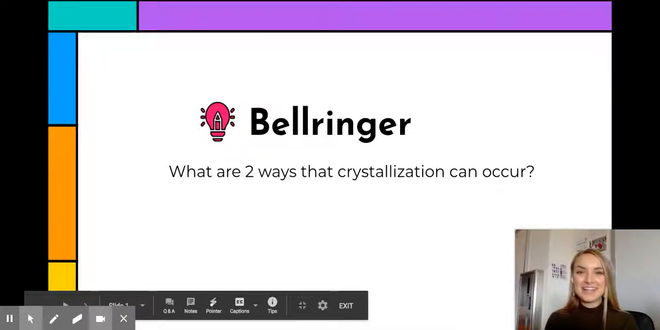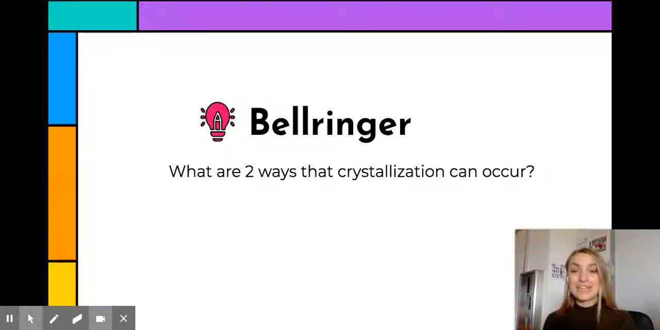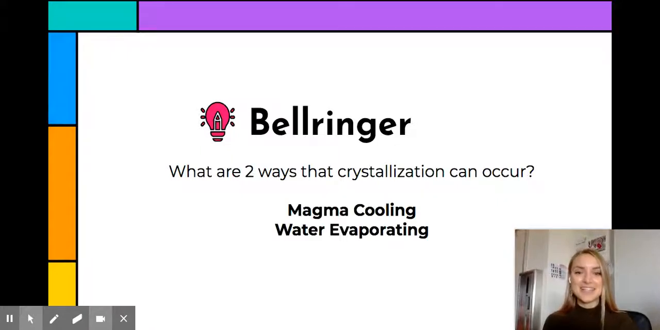Hello, everybody. Our bell ringer question today is: what are the two ways that crystallization can occur? Hopefully, you have said that crystallization can occur through magma cooling and through water evaporating.